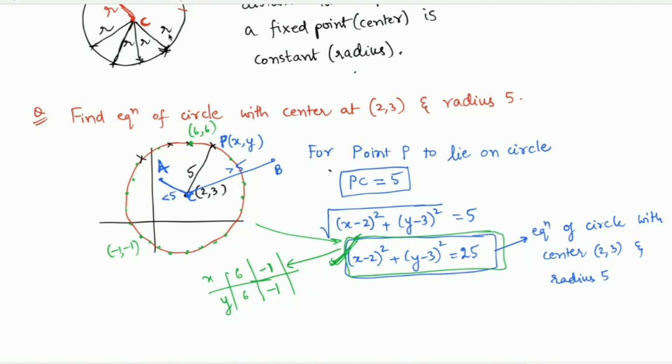Is the origin lying on the circle? You just substitute x value 0, y value 0. So you get 2 square plus 3 square, which is 25. Sure, the circle equation is not getting satisfied. That means what? The origin is not lying on the circle. So this is clear: if center is given and radius is given, how to get the circle equation?